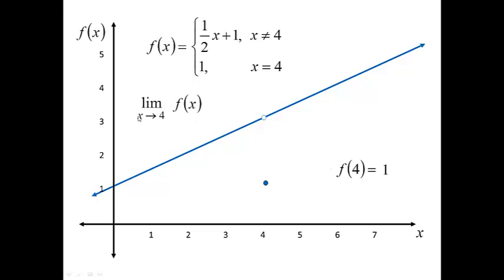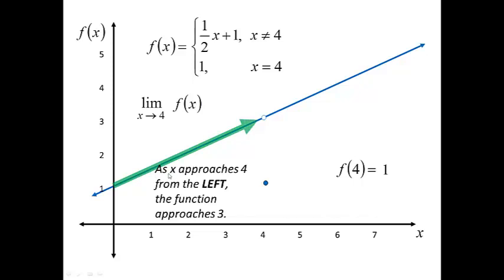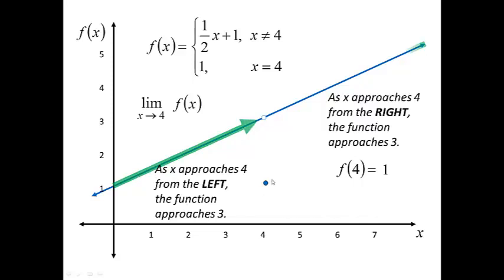Now, we're talking about everywhere but 4. As x tries to get to 4, what is that value? As x approaches 4 from the left, the function approaches 3. As x approaches 4 from the right, the function also approaches 3. This is called the two-sided limit. That means we're trying to get to 4 from both sides, and we get to a value of 3. Okay, so the limit as x goes to 4 is 3.